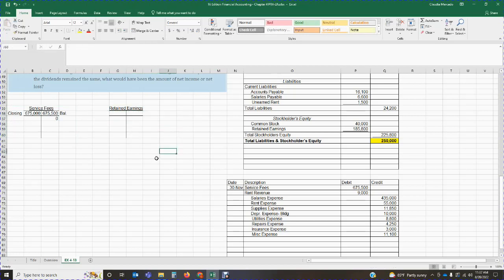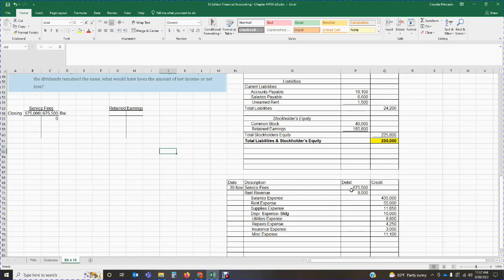So it says that we're transferring over all of our information from our temporary accounts into our retained earnings account. So we have revenues that are being transferred. We're closing them out, so we're going to debit the accounts. We're going to debit the service fees revenue account, and we're going to debit our rent revenue.